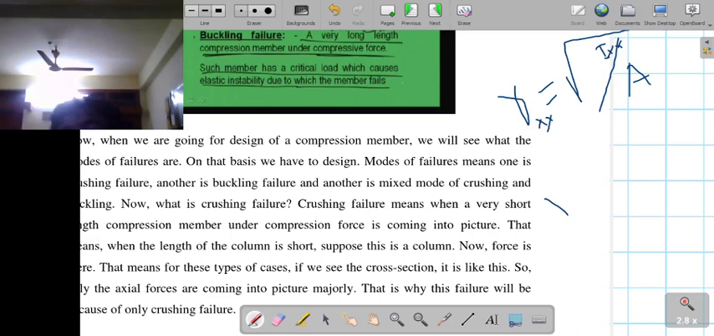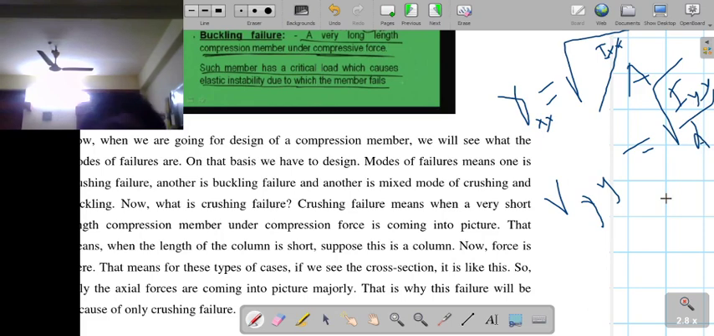Similarly, if you are interested in finding the radius of gyration in the y direction, you have to find the moment of inertia about the y direction, so I y divided by A. This is how you can find the radius of gyration, or in any other direction, and then you check which one is the minimum. That will be the least radius of gyration.